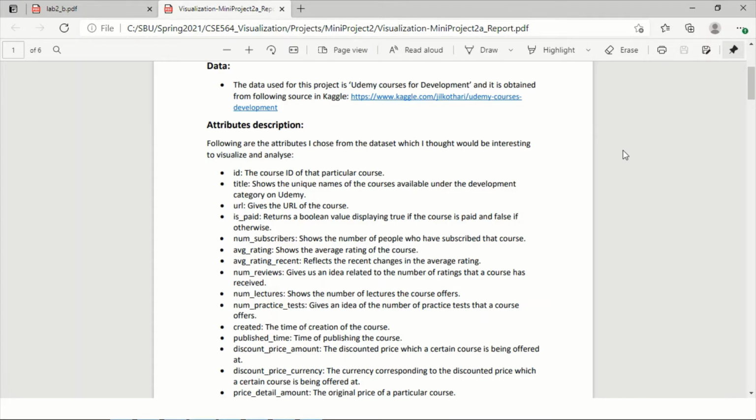So the objective of this project was to select a data set and use various dimension reduction algorithms such as PCA, MDS and plot them. The data set that I have chosen is development courses from Udemy from Kaggle.com. It contained about 10,000 courses, out of which I have sampled 1,000 of them.